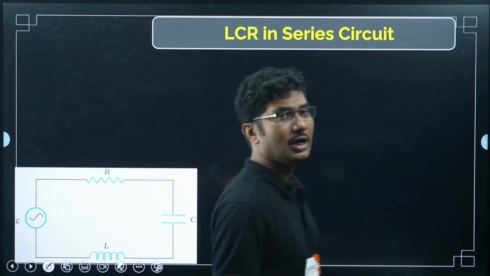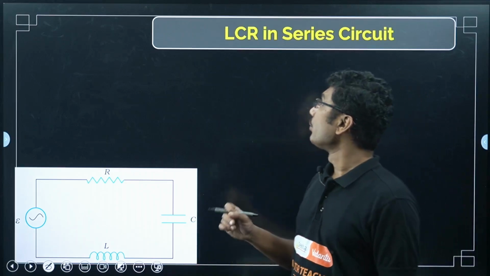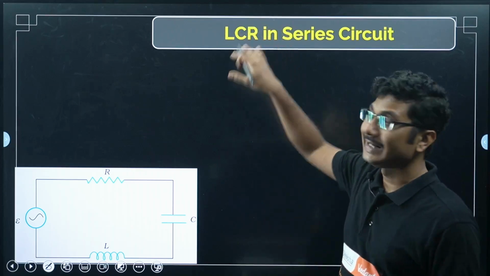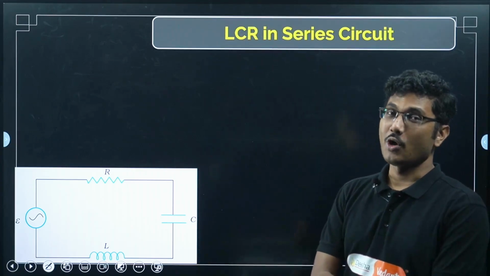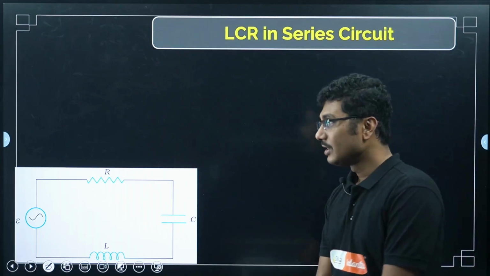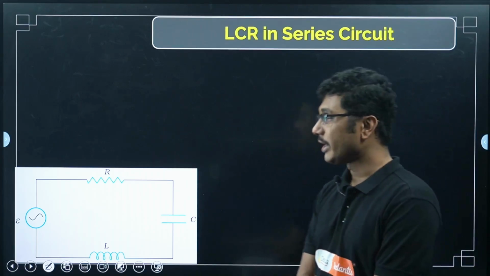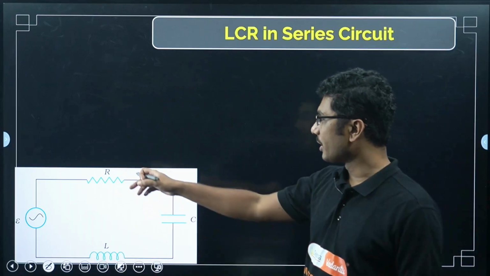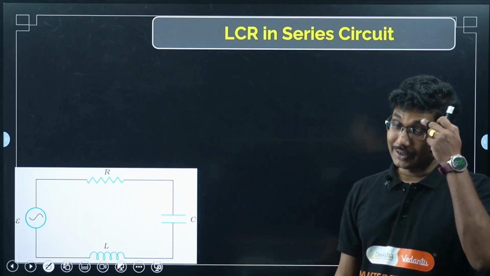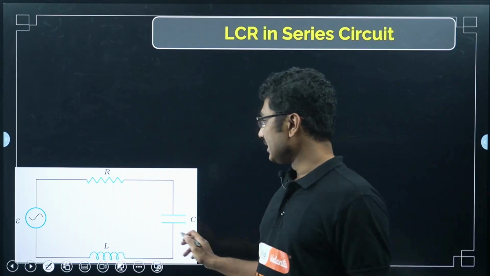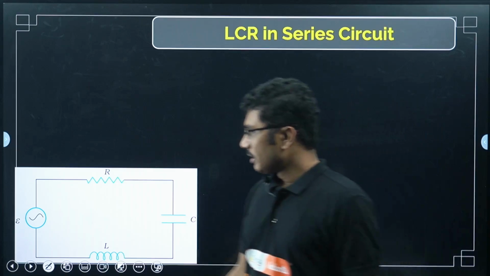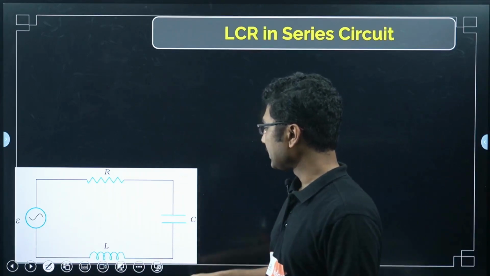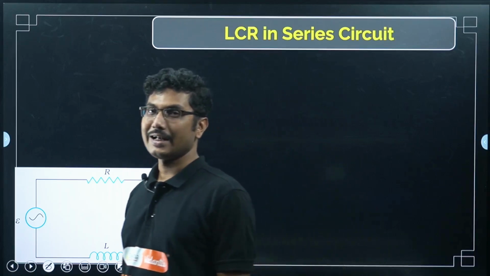Now let's move on. We are talking about series LRC, or RLC, whatever, CLR, you can change it anytime, but LCR is the most commonly used term, so I have used LCR. Some use RLC also, fine. Some use RCL because that is the order given, so that's why people use it. I use LCR, fine. So here we have an AC source, one resistance, one capacitance and one inductor, all connected in series.